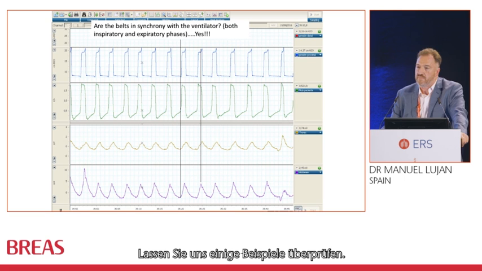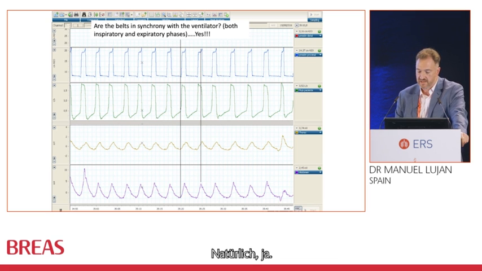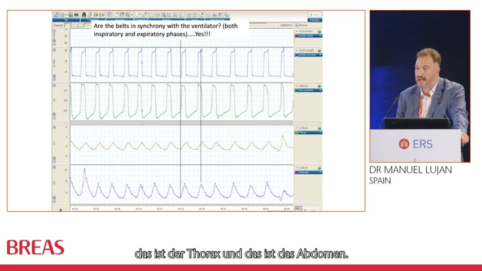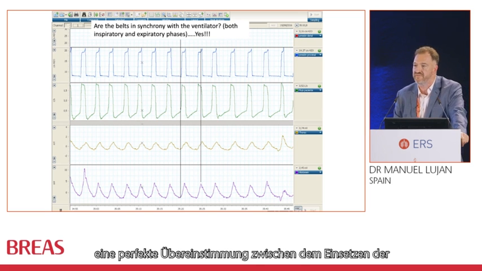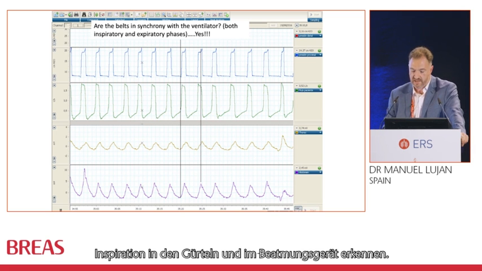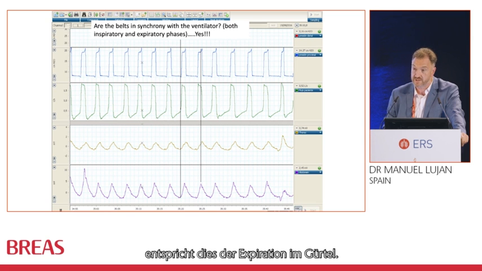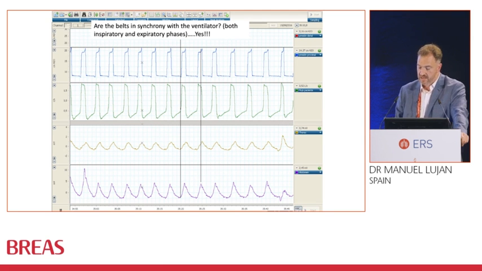Let's review some examples. In this first example, are the belts in synchrony with the ventilator? Of course, yes. This is flow, this is pressure, this is thorax, and this is abdomen. And you can see in the vertical lines that there is a perfect agreement between the inspiratory onset here in the belts and in the ventilator. And when the expiration starts in the ventilator, it corresponds to the expiration in the belts.